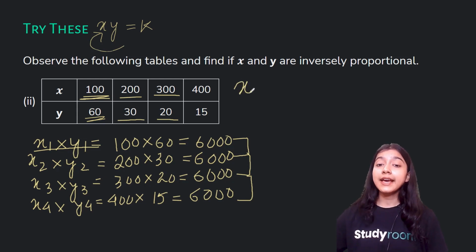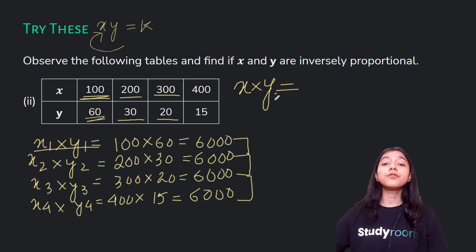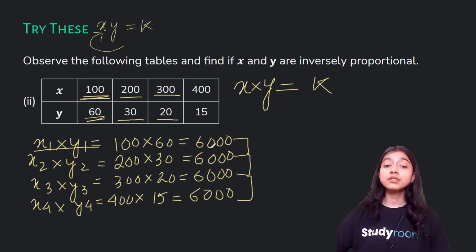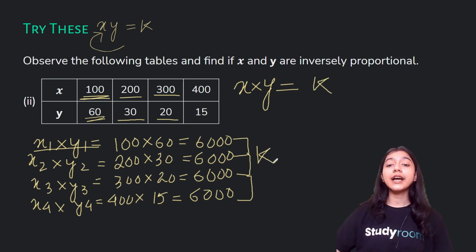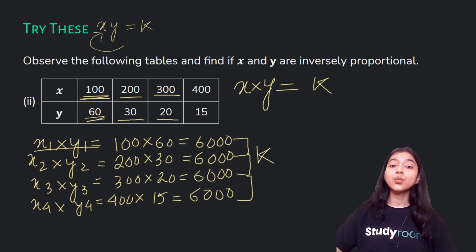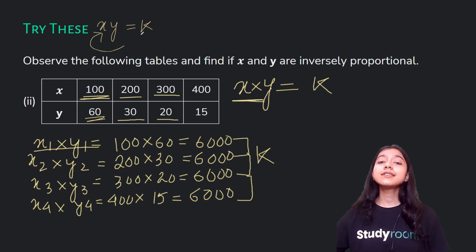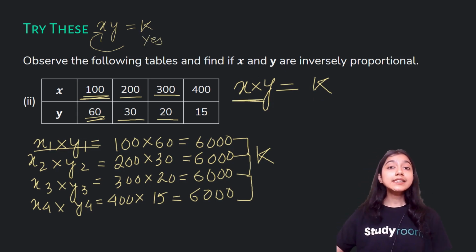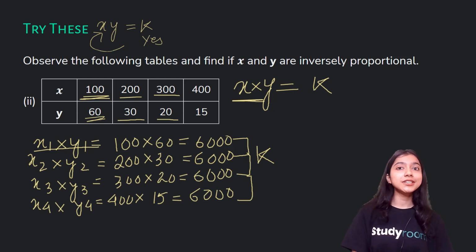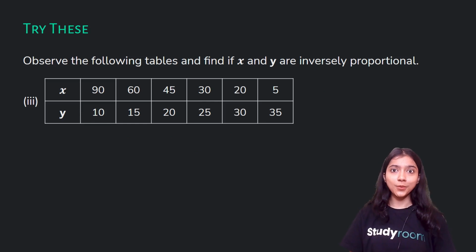So we can say that yes, the two variables are inversely proportional because they satisfy this condition of x multiplied by y being a constant. Because in each of the cases, we are getting the product as 6000, which is a constant number. Hence our answer will be that yes, x and y are inversely proportional to each other. Now let's solve another similar problem.